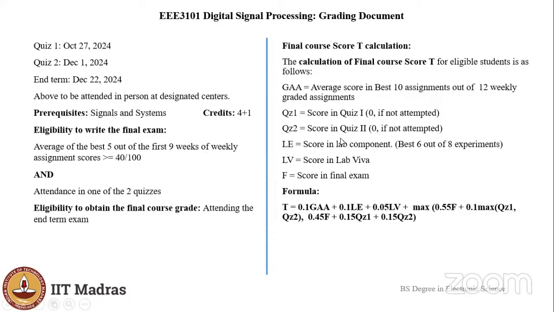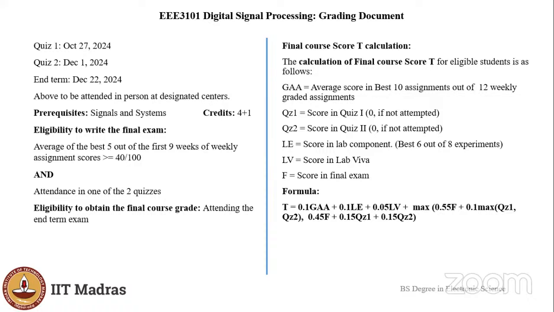The 2 components which we are introducing here are, first, the lab experiment, LE, that is the score in the lab component, where the best 6 out of the 8 experiments will be taken. Total 8 experiments will be done. Then another component is lab viva, denoted here using LV. There will be 2 lab vivas conducted, which also carry some marks.